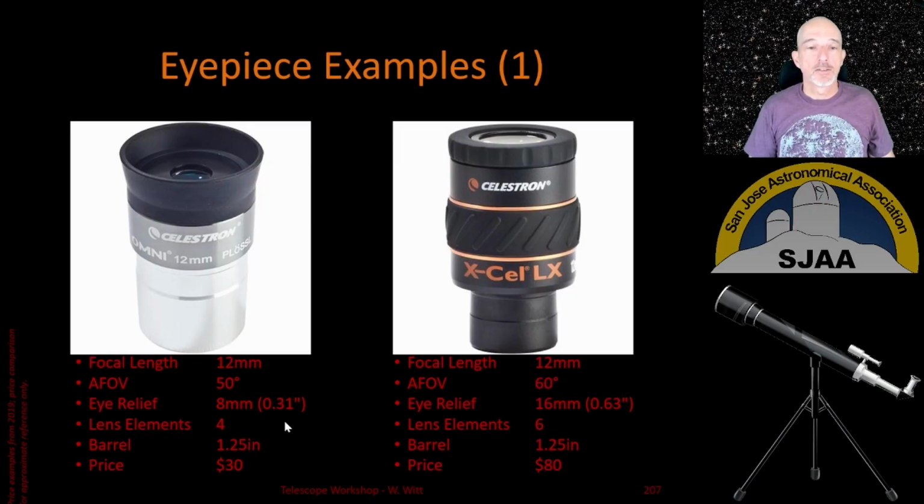Internally to the lenses, for the extra $50, going from 30 to 80, there's a difference in lens elements. So this one has 4 lenses inside the housing. This has 6. And from the outside, that really doesn't matter. But it's the extra lenses that ultimately work out to give you the extra field of view and the higher eye relief.